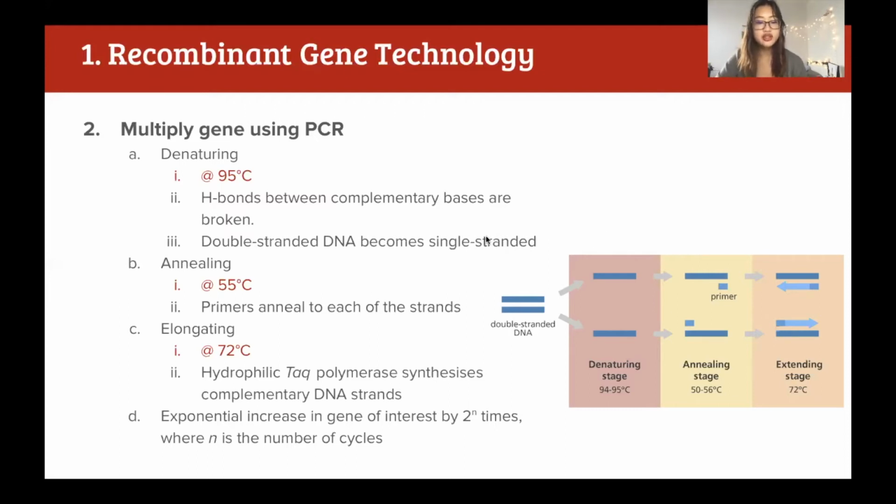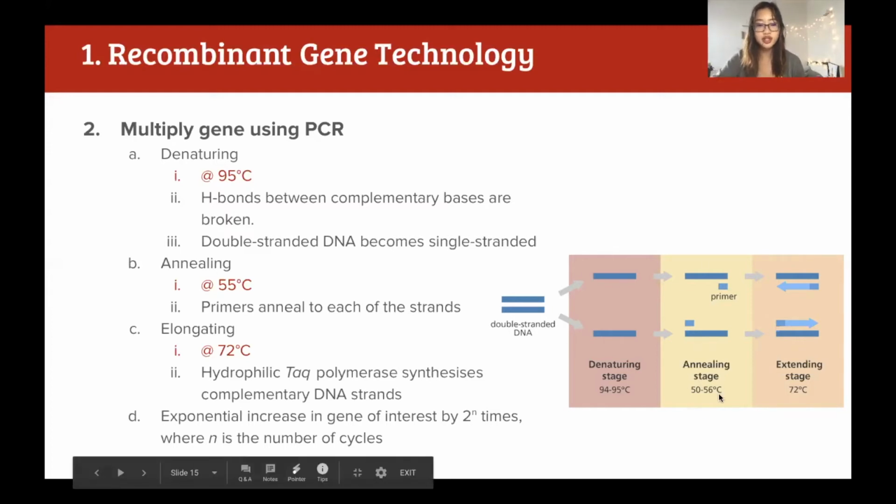And this is followed by annealing at 55 degrees Celsius. So at 55 degrees Celsius, primers anneal to each of the strands. Remember from our DNA replication topic that primers are required anytime you want to elongate or synthesize a complementary strand of DNA with another single strand. So we need our primers here. They anneal at 55 degrees Celsius. And last but not least, elongating. So elongating happens at 72 degrees Celsius, right?